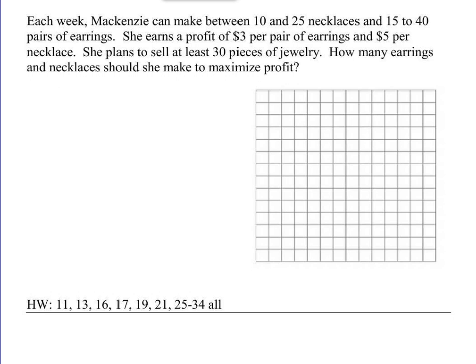So where do we start? Variables are going to be what? Okay, E and N. E represents number of earrings, and N represents number of necklaces. Okay, what's next?